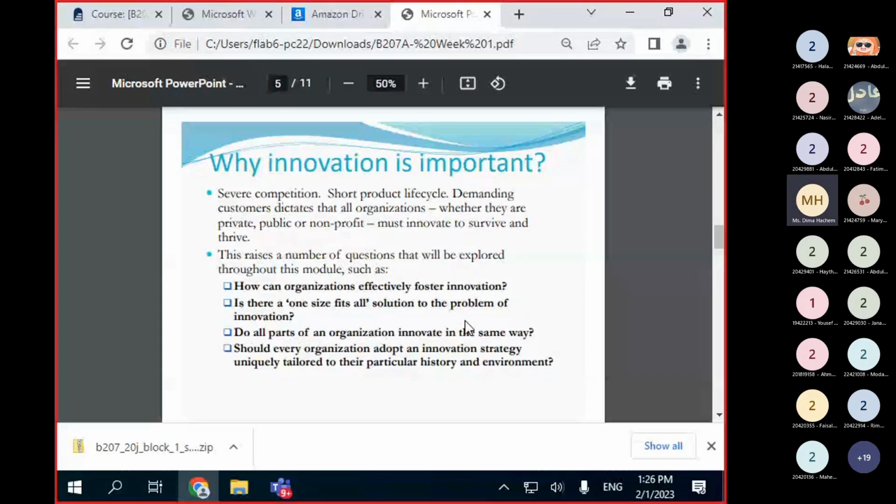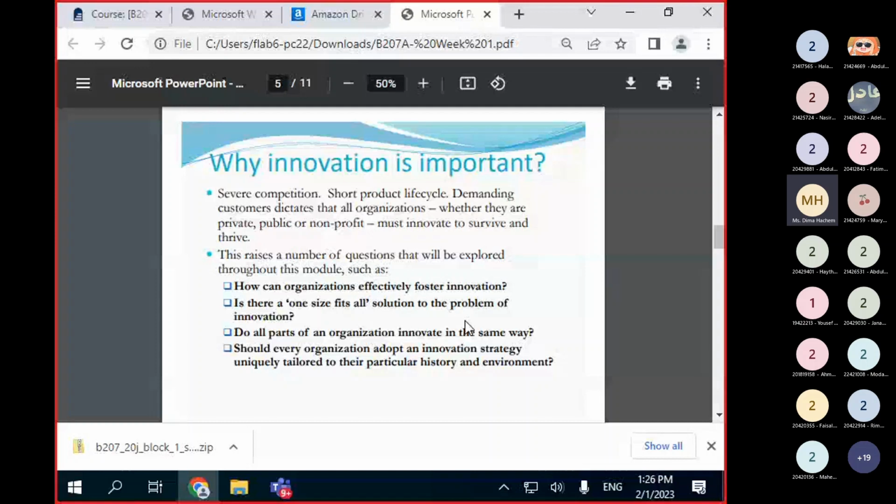So why is innovation important? One word, it's competition. Okay? Because we want to compete with other companies, we want to keep on making our products better, our processes better, because making our processes better will reduce our cost, will reduce our time to deliver to the customer, and so on. Okay, so the main reason for innovation is competition.